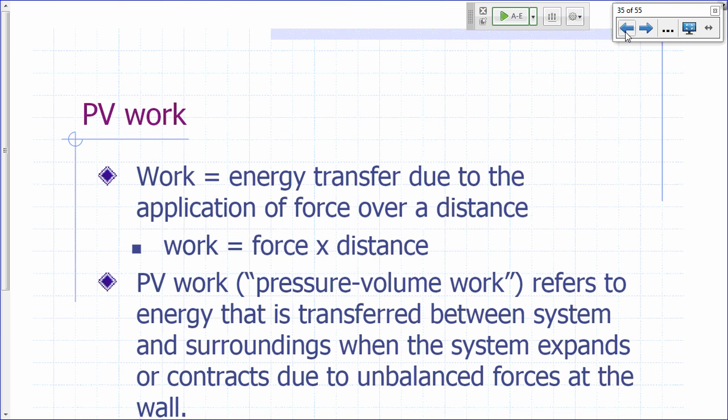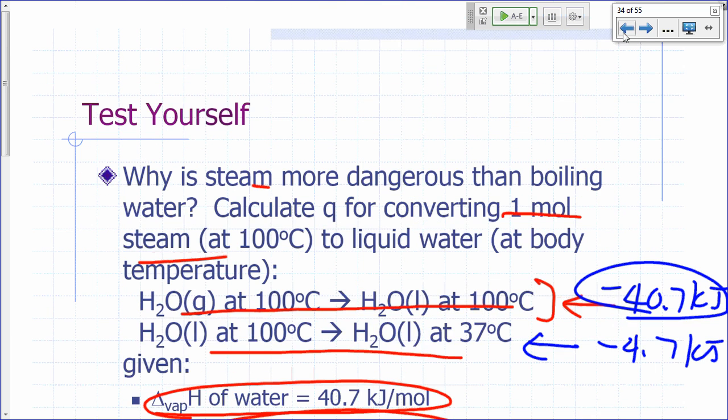Is that the last? Oh, okay. Pressure volume work. Okay. I think I have the wrong slide.